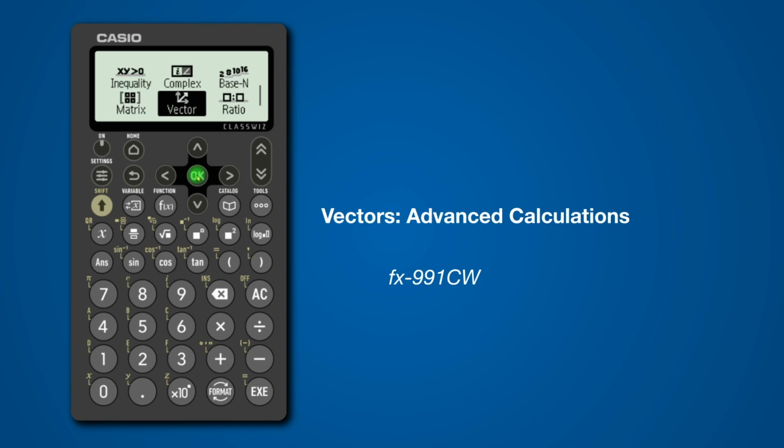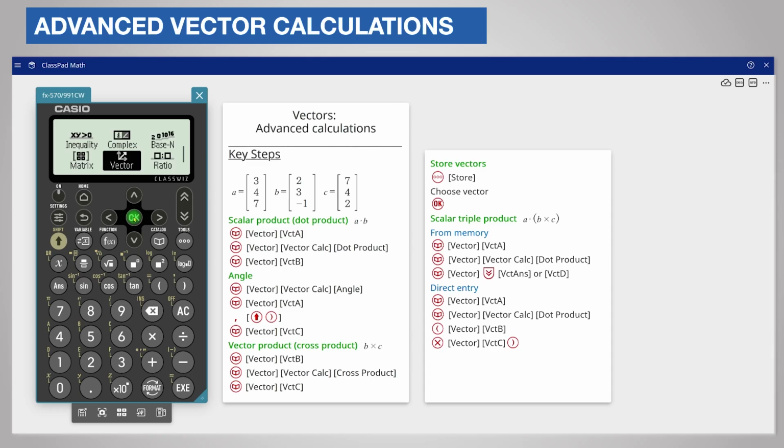This video will help you to calculate the scalar product, angle between two vectors, vector product and scalar triple product of two vectors. You will find the key steps on the screen and I will demonstrate them live. In this video we will use vectors A, B and C, which you can see on the screen.